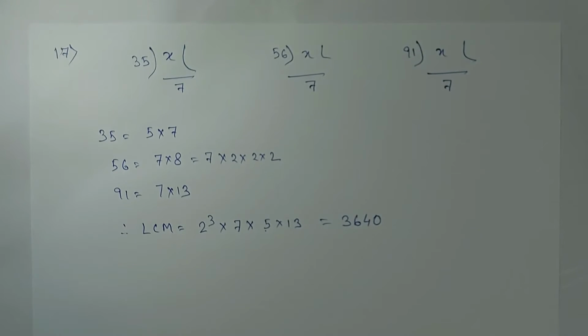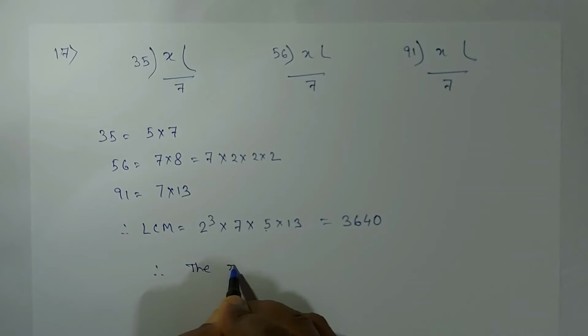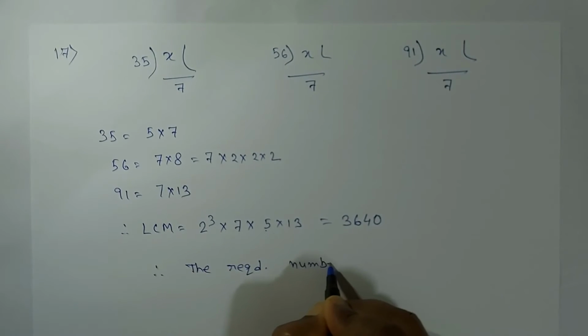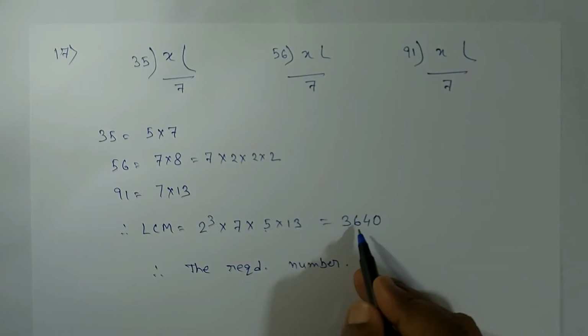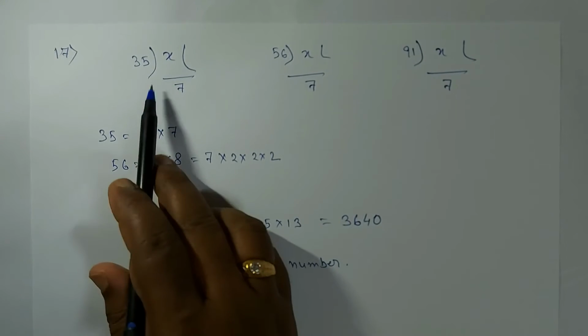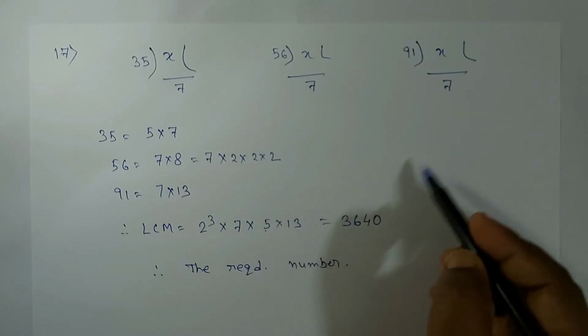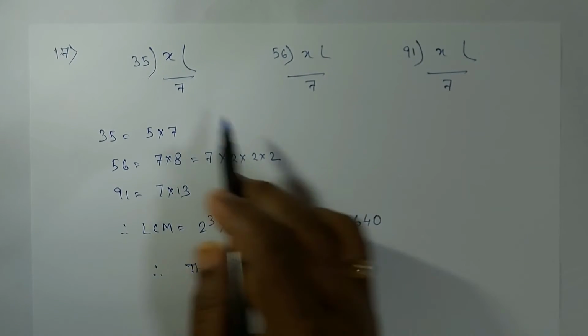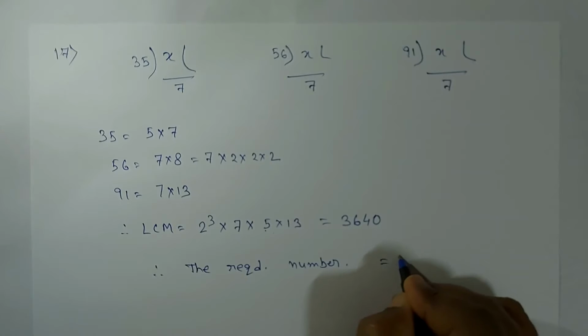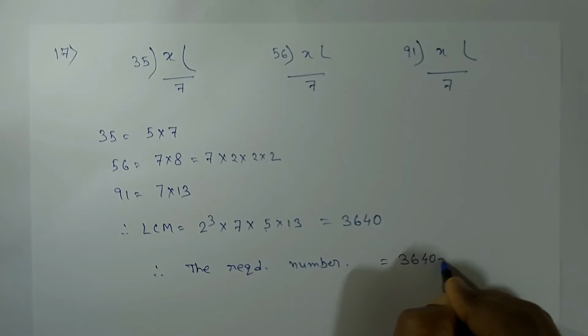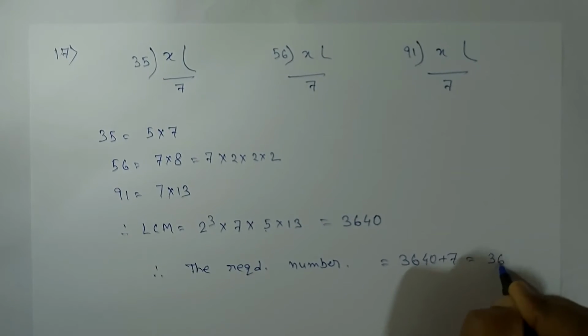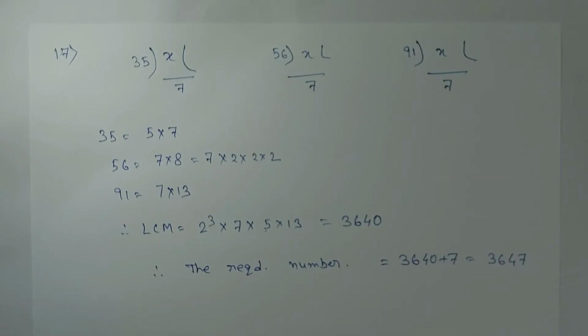Now, the smallest number we need to determine, the required number. Notice that this is the LCM, but if I divide this by 35, 56 and 91, there will be no remainder, but in each case 7 is the remainder. So that means we need to add 7 to this, and the required number is 3647.